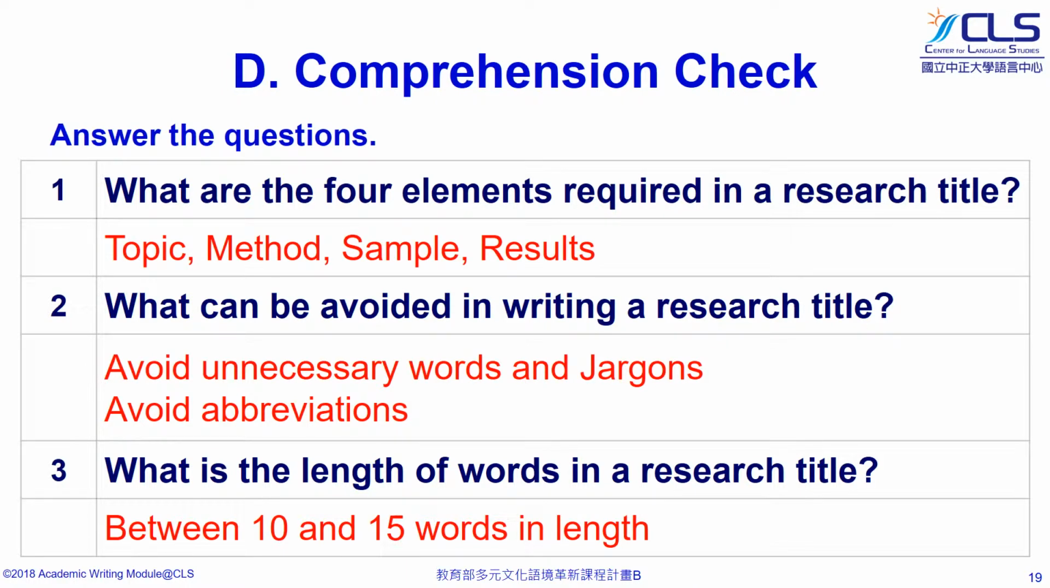Next, let's check the answer. First, the elements required in the research title are topic, method, sample, and result. Second, we should avoid unnecessary words, jargon, and abbreviations. Third, when writing a research title, do not use more than 15 words.